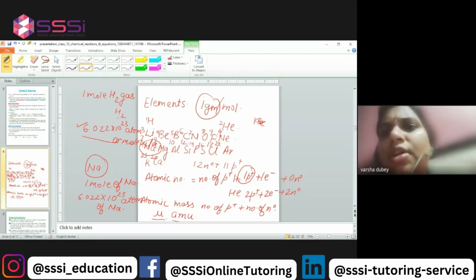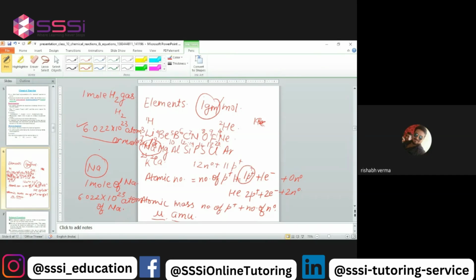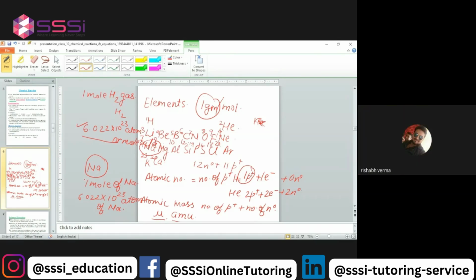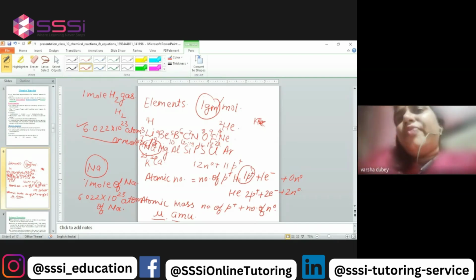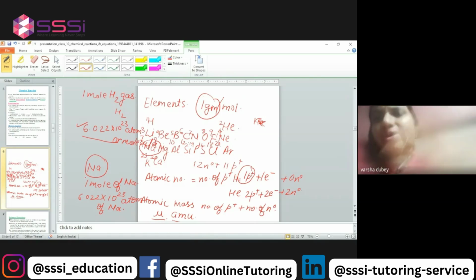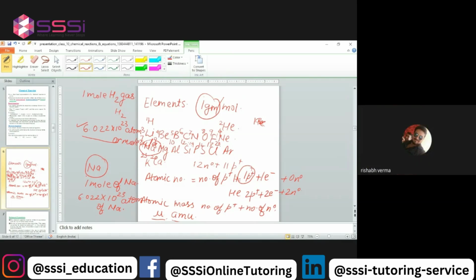Got my point? This number is fixed, 6.022 into 10 to the power 23 for every element. For every element, it is the same. But in case of mass, this particle number remains the same, but the mass of this many particles for each element is equal to the atomic mass.